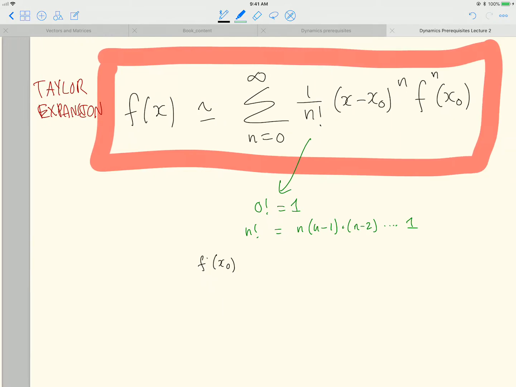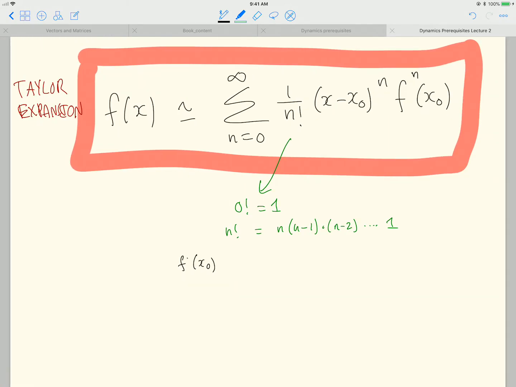And let's look at the second term. The second term, now n equals 1. So that would be 1 over 1 times x minus x naught times the first derivative of f of x evaluated at x naught. Or in other words, the other way that I wrote it was f prime of x naught.